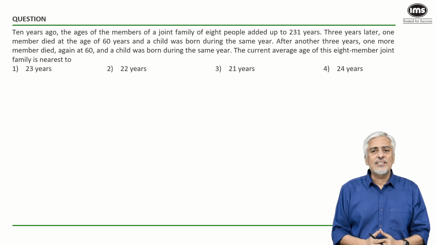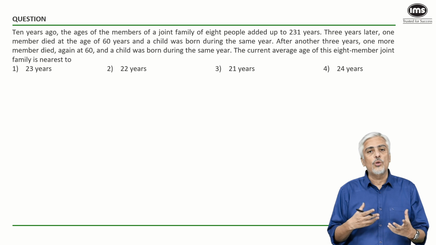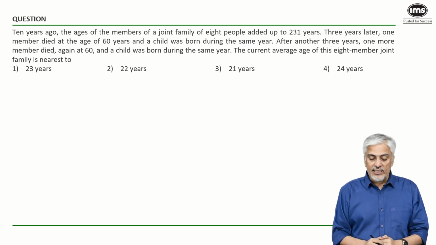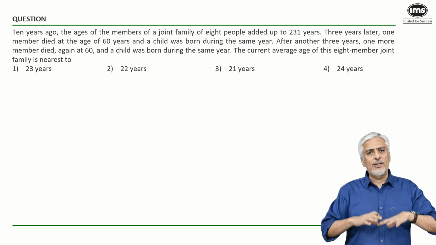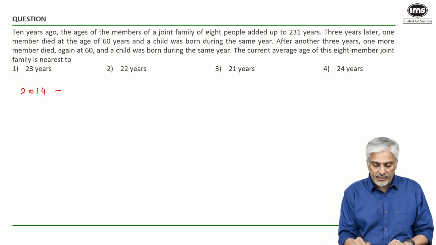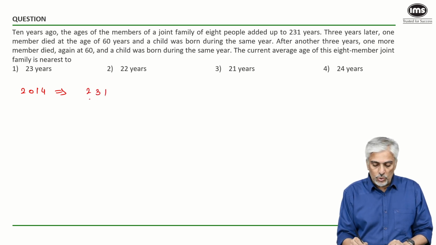Looking at the next question, it's a classic question of averages, and especially ages, how to understand ages. So go through it very carefully. 10 years ago, the ages of the members of a joint family of 8 people added up to 231 years. So let's say 2024 is present. 10 years ago, in 2014, the total age was 231. Number of members were 8.